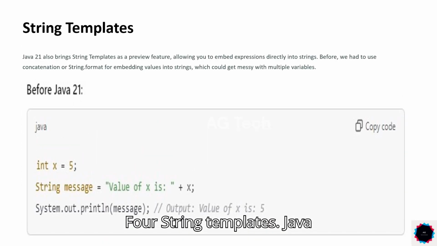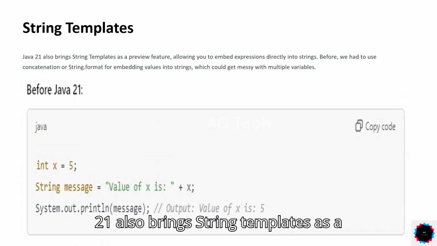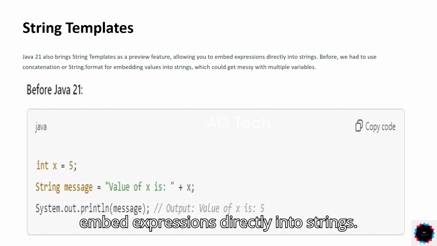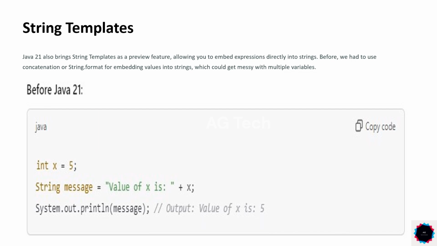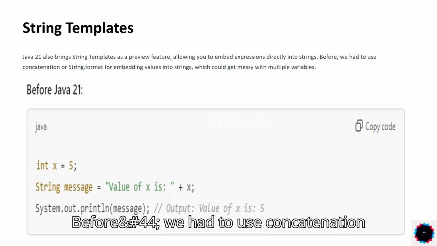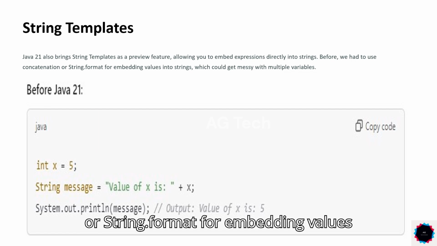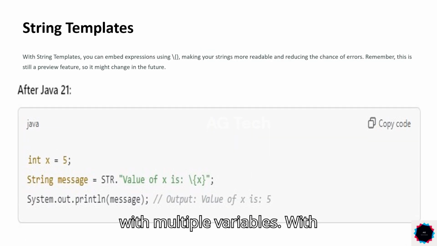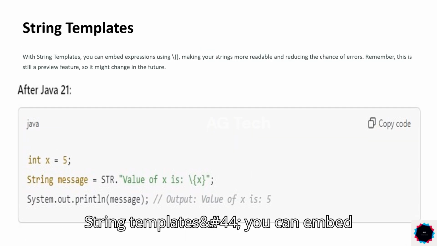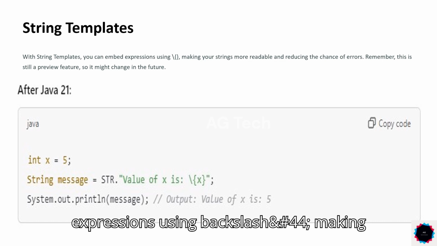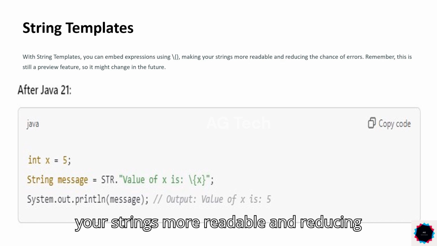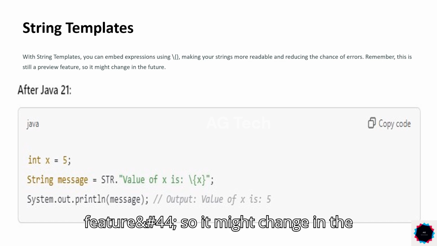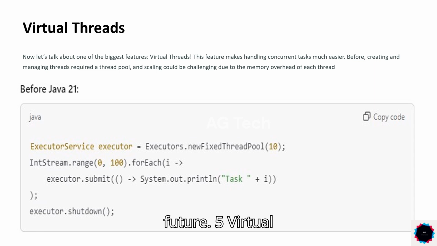4. String templates. Java 21 also brings string templates as a preview feature, allowing you to embed expressions directly into strings. Before, we had to use concatenation or String.format for embedding values into strings, which could get messy with multiple variables. With string templates, you can embed expressions using backslash, making your strings more readable and reducing the chance of errors. Remember, this is still a preview feature, so it might change in the future.